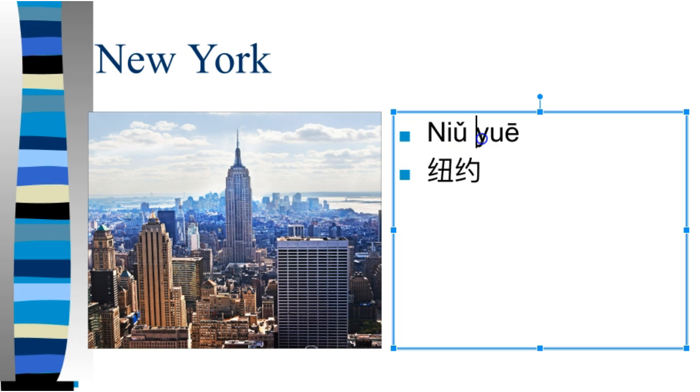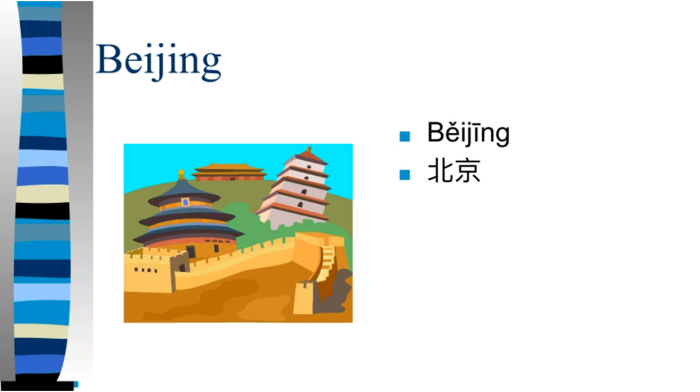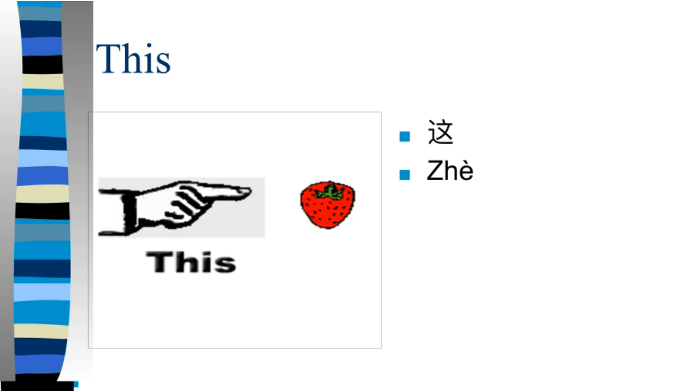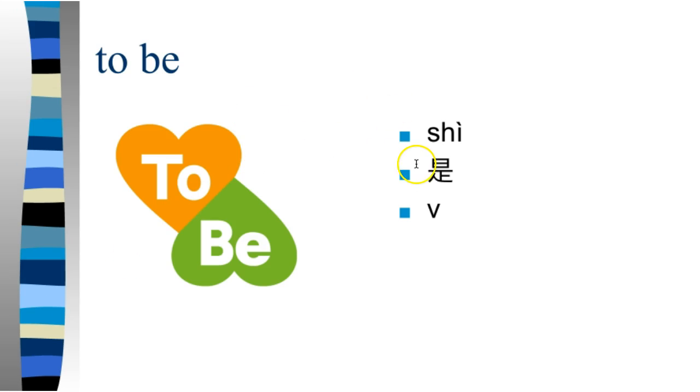纽约 also is a little tricky because there's that really high 吁 sound. 纽约. So those are our two cities, Beijing and 纽约. Now we're going to learn how to say this is Beijing, this is New York. The way to say this is 这, and I'm pointing to something, this, 这. And I'm going to say this is 是.